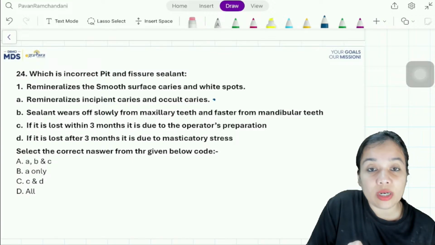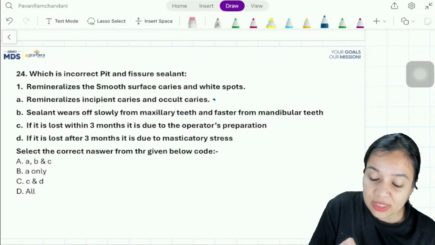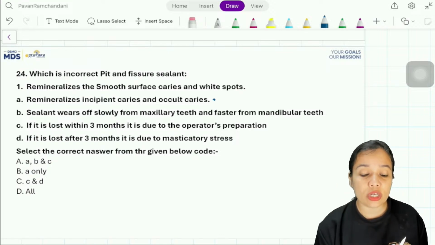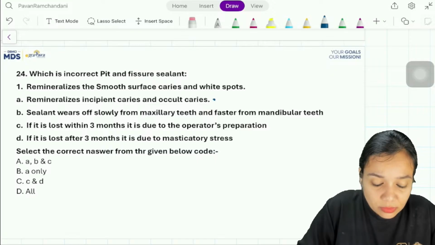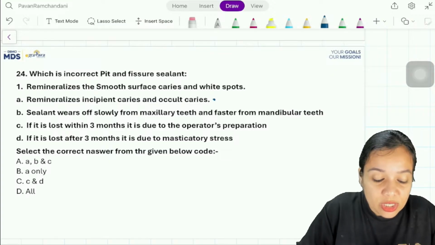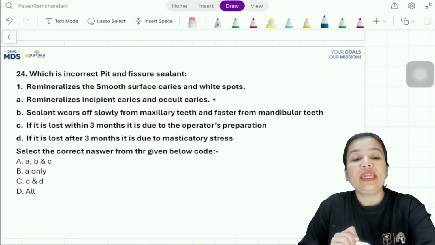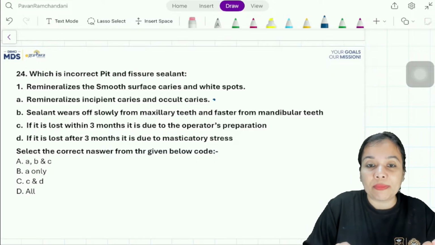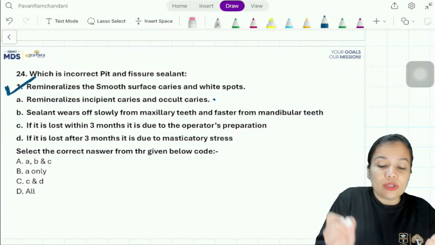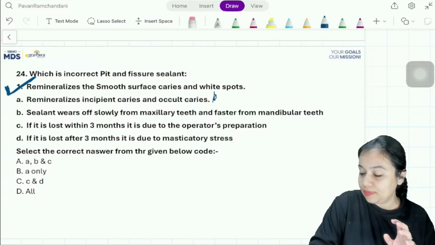Sealant wears off slowly from maxillary teeth and faster from the mandibular teeth. Yes, that's correct. If it is lost within 3 months, it is due to the operator's preparation. Yes. If it is lost after 3 months, it can be due to masticatory stress. Yes. So what they've asked is the incorrect statement. So the incorrect statement is only the A one. That's the only incorrect, because in the smooth surface caries and white spots, you never put pit and fissure sealants.